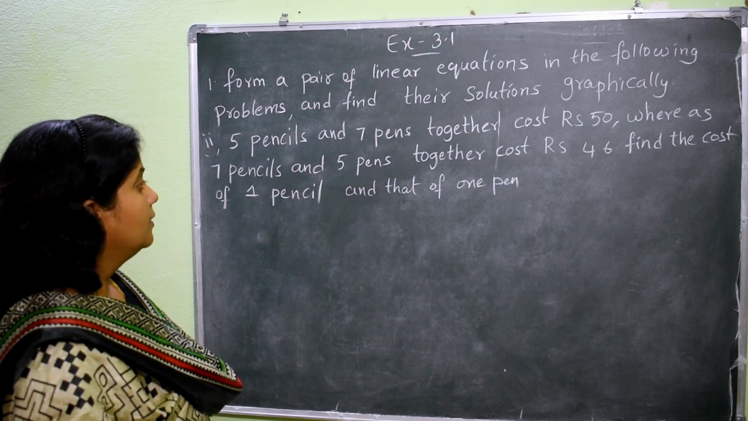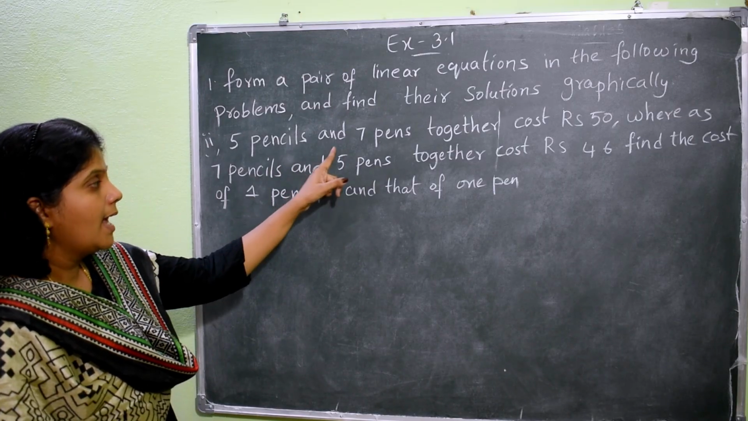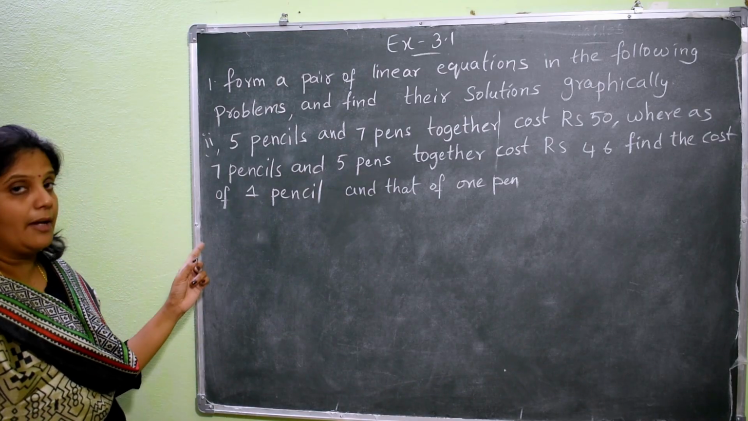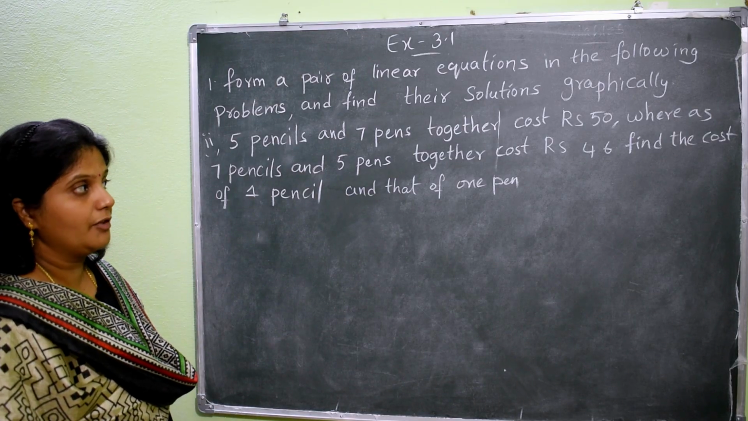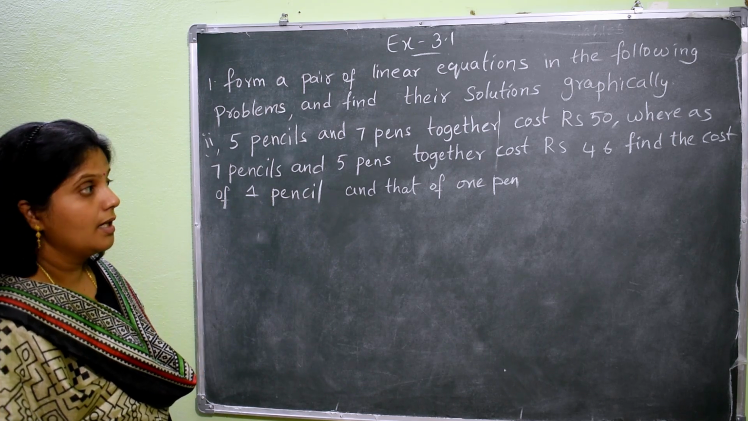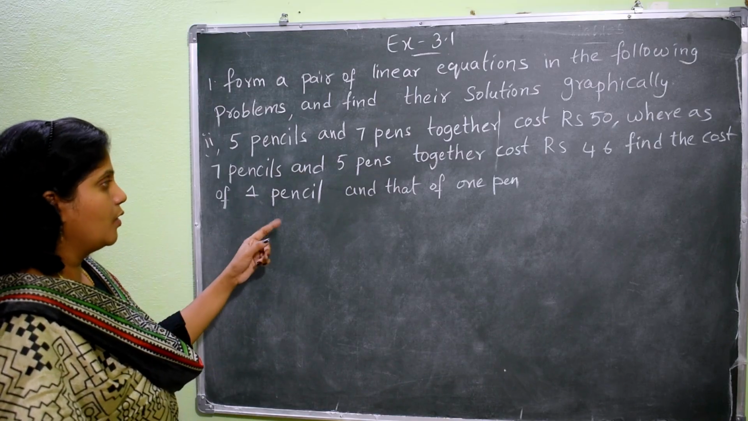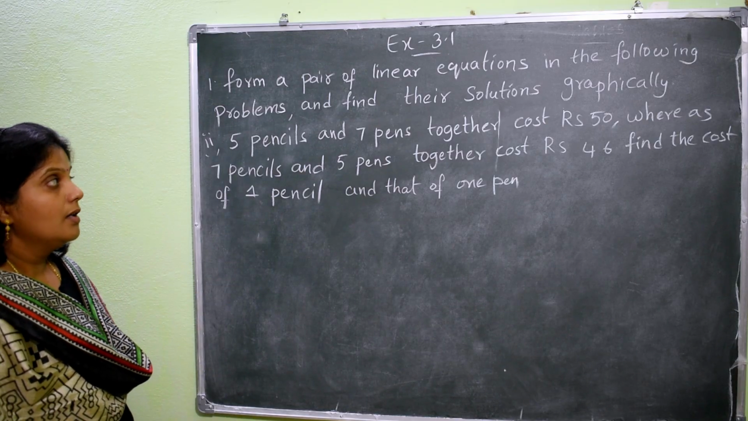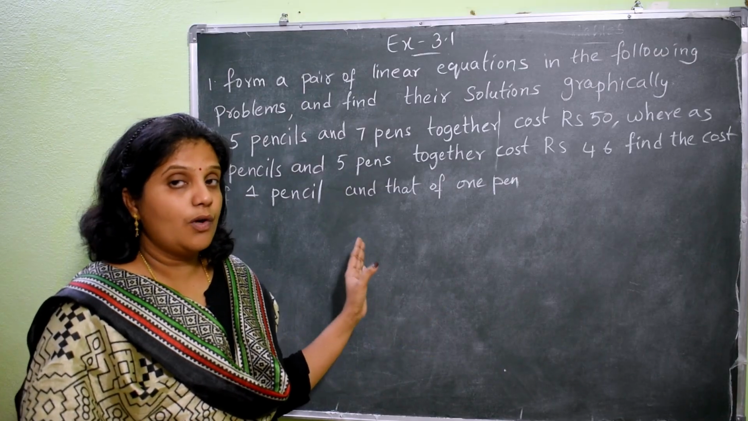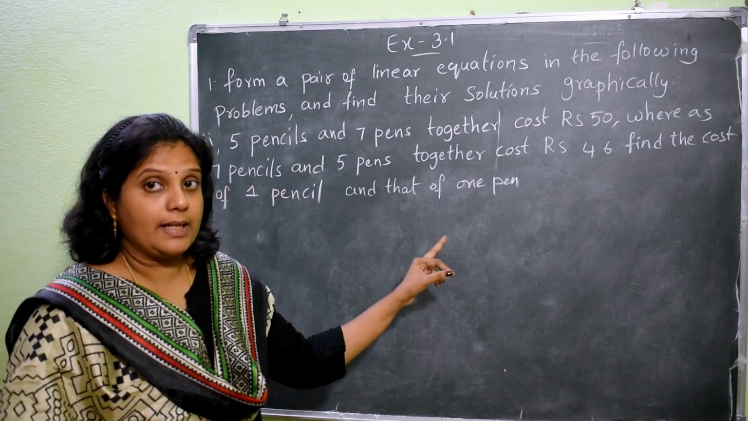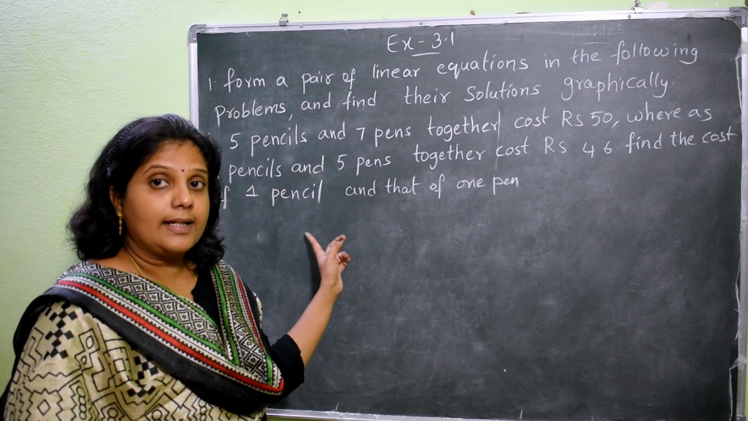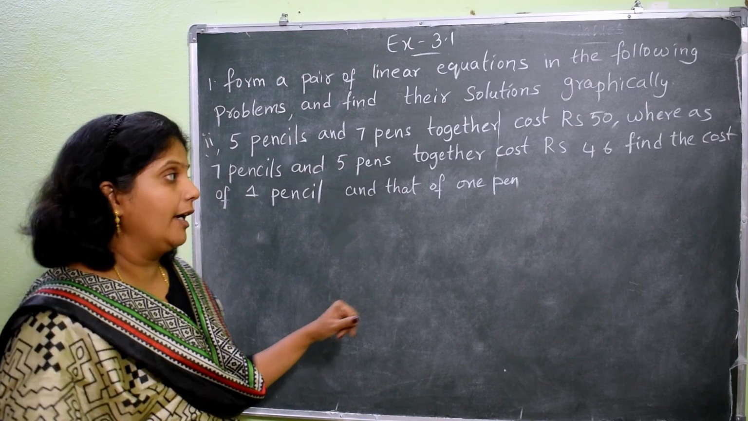Okay. So what is the question? 5 pencils and 7 pens together cost 50 rupees. And 7 pencils and 5 pens cost 46 rupees. So find the cost of one pencil and that of one pen. So they have given the combination of pens and pencils cost. So what we need to find is the cost of a pencil and pen. So already I have told, whatever the question they have asked, let us assume that as x and y.